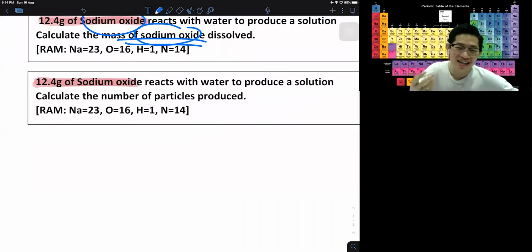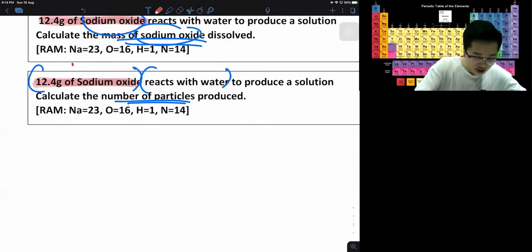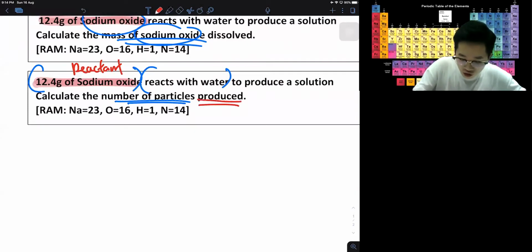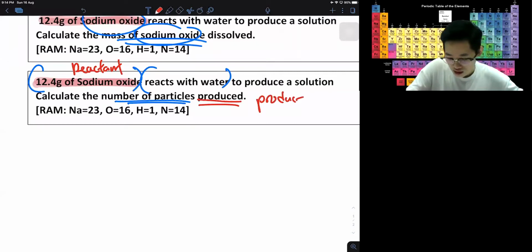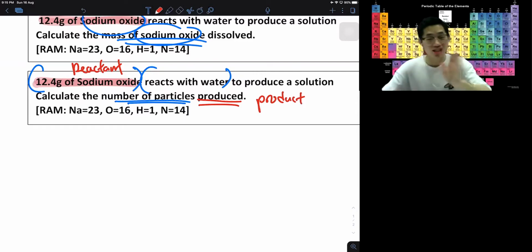Okay, 12.4 grams of sodium oxide reacts with water to produce a solution. Next, calculate the number of particles produced. Sodium oxide reacts with water. Obviously, these are the reactants. They want you to find the particles produced, means they want the product. Is this the normal question? No, this is not the normal question.